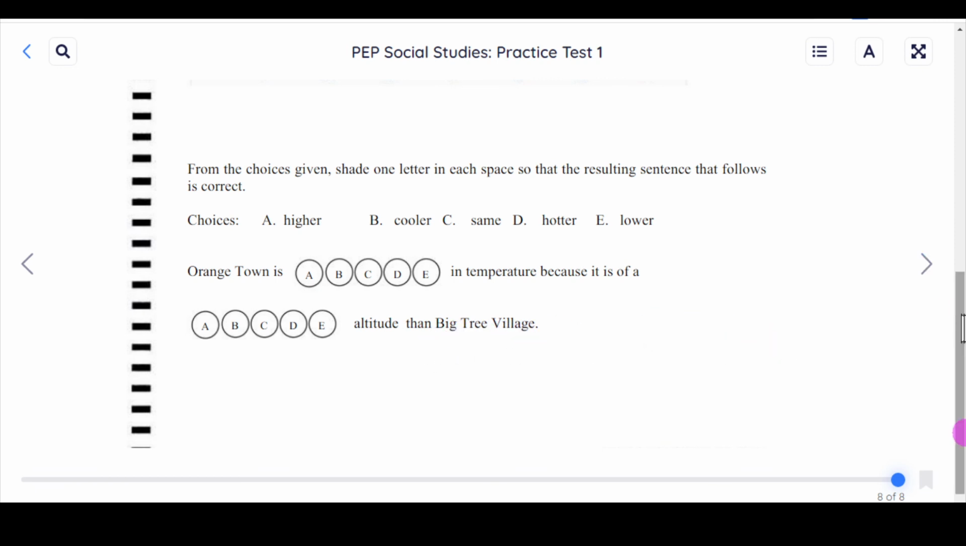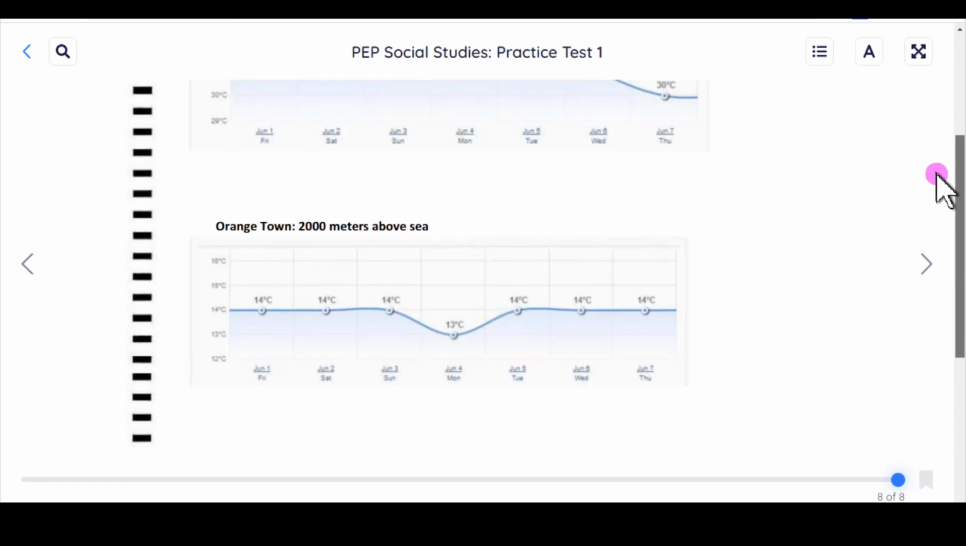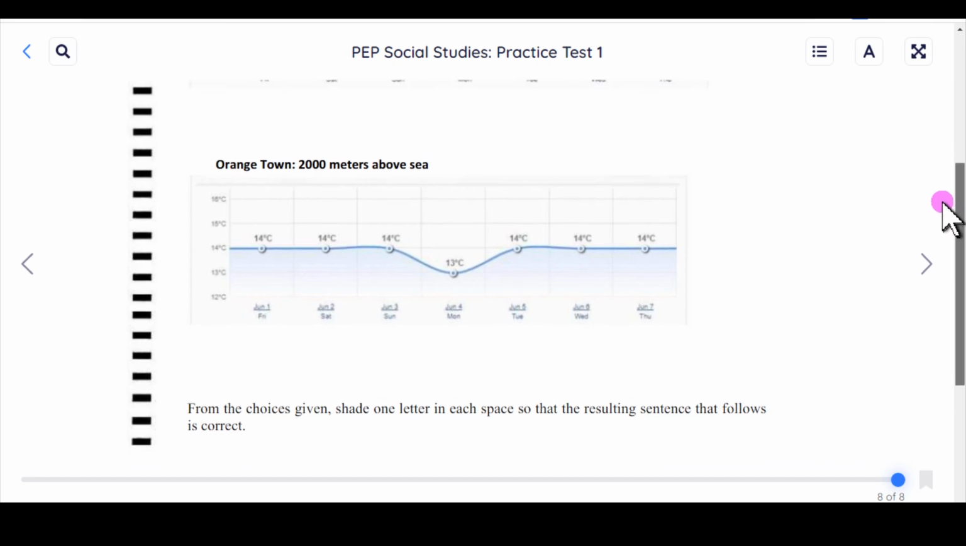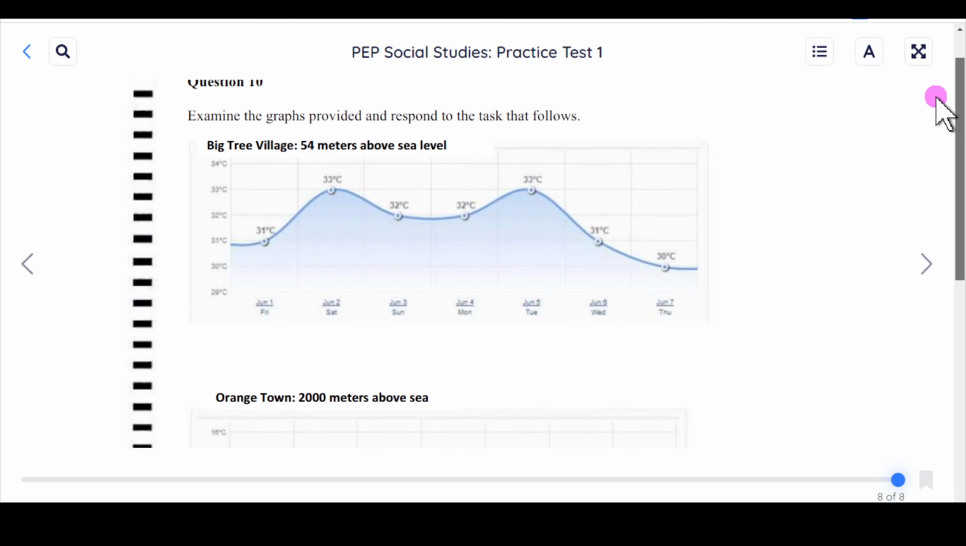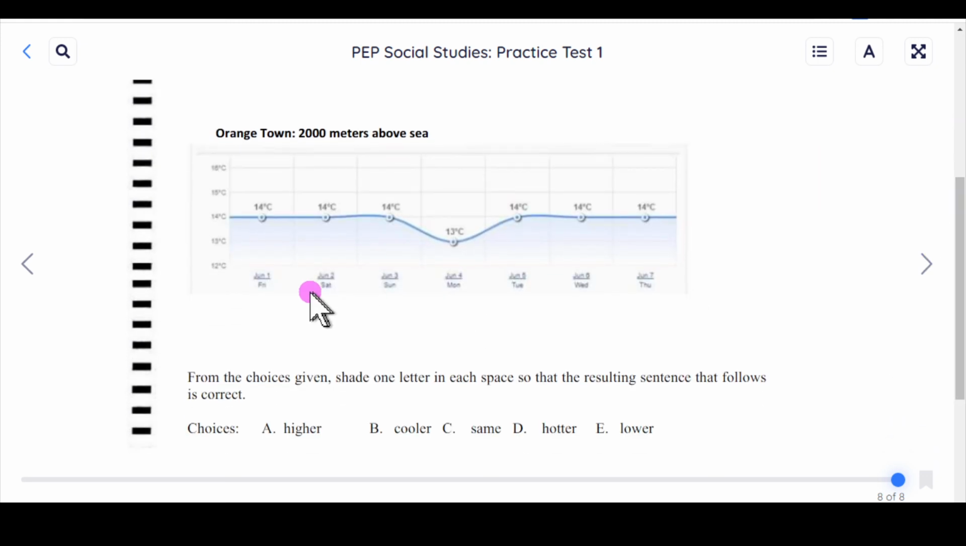All right, so let me go back up and look at these again. Orange Tone is much higher than Big Tree, at 2,000 meters above sea level. That whole concept is called altitude. The distance above sea level is altitude. Big Tree is only 54, and I notice that all of these are in the 30s, so that is lower than Orange Tone, which is going to be generally cooler.